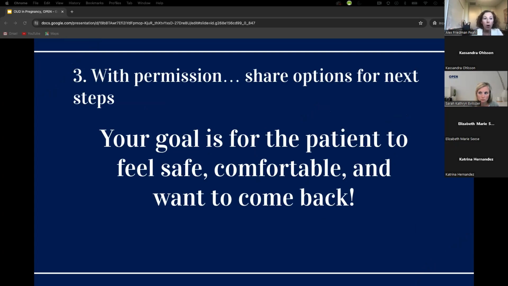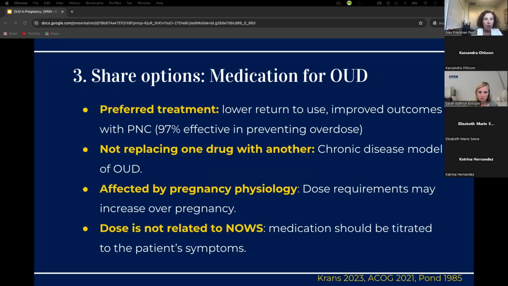All right, so we have all of the right context. Now it's time to get into options. And again, here it's really important to make sure that the patient is ready for that next step. Your goal is for them to feel comfortable and safe and want to come back. And if now isn't the time that they're ready to talk about treatment, that's okay. You can let them know that you're here when they're ready.